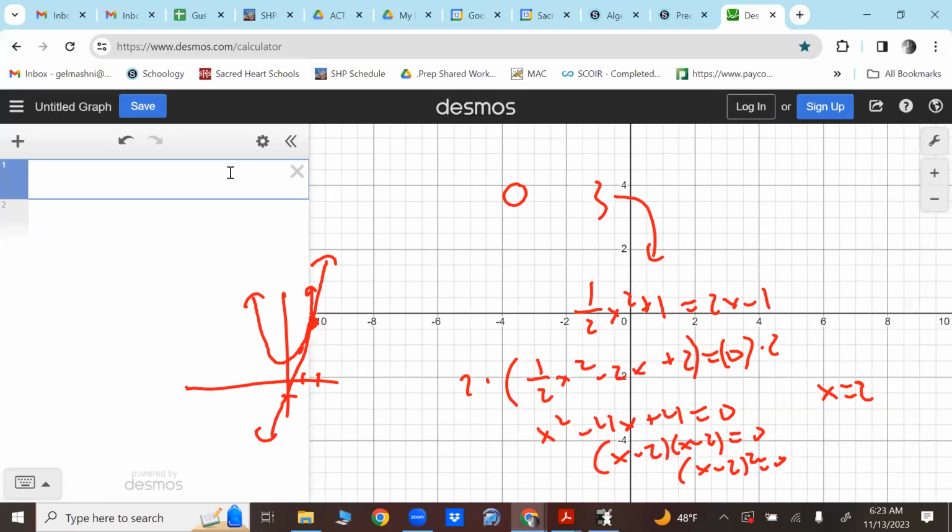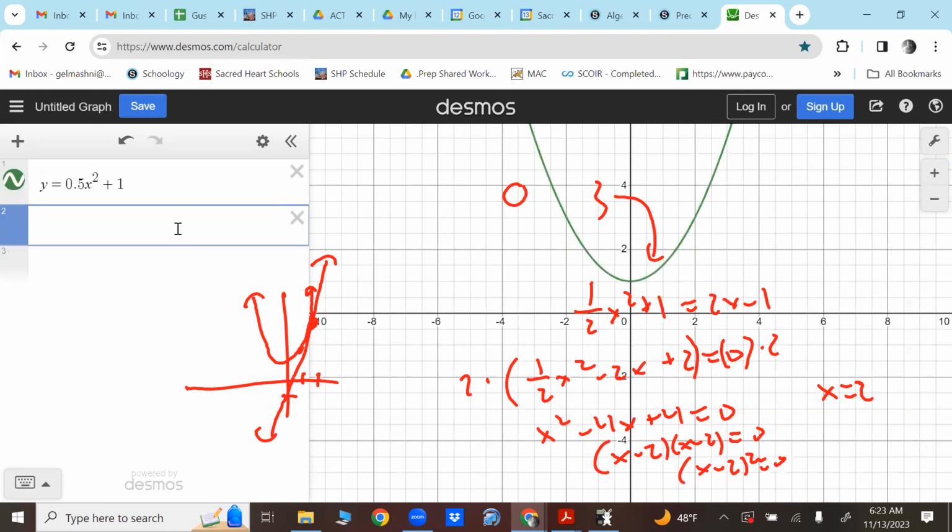So if I typed in y equals 0.5x squared plus 1, and y equals 2x minus 1, you see it just grazes it, right, at 2 comma 3. So again, the graph will confirm the algebraic solution. You see it just touches once at x equals 2. And the y value, of course, is when you plug 2 back in each equation, you do get 3 for the y value. So again, you have to make sure that they share the same y value, because they have to have points in common, right?